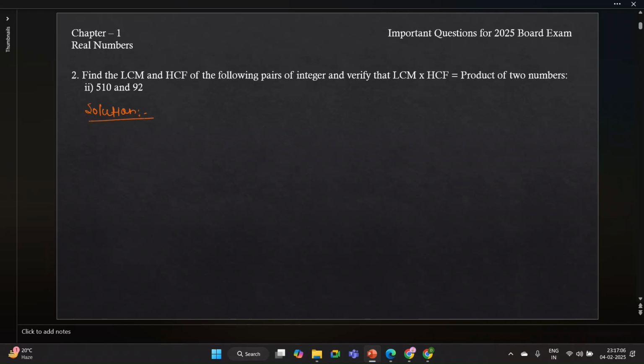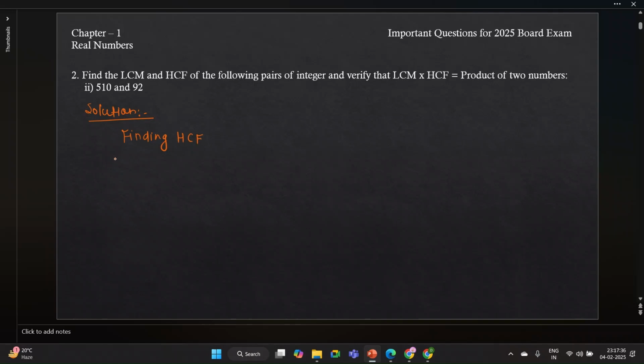So what we have to do in this question: find the LCM and HCF of the following pairs of integers and verify that LCM times HCF is equal to the product of the two numbers. So we have to basically find out for 510 and 92. We have to find out LCM and HCF. So I'm going to find HCF first of all. Okay. So I'm writing it, finding HCF.